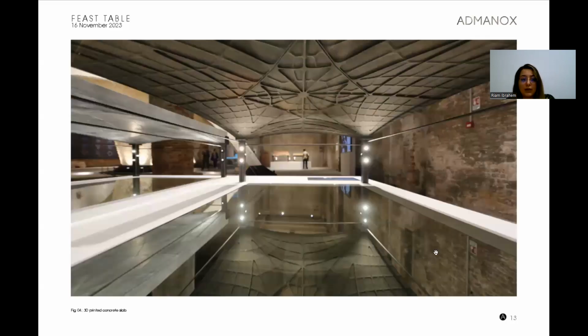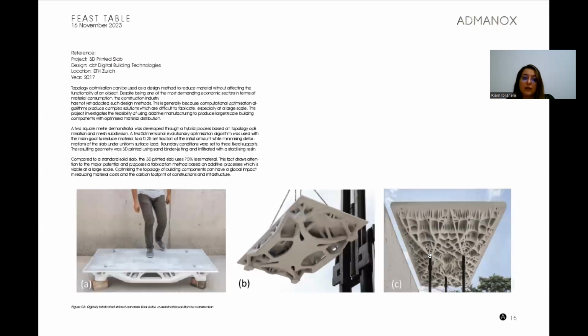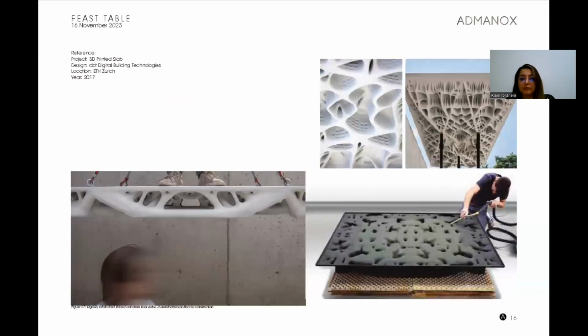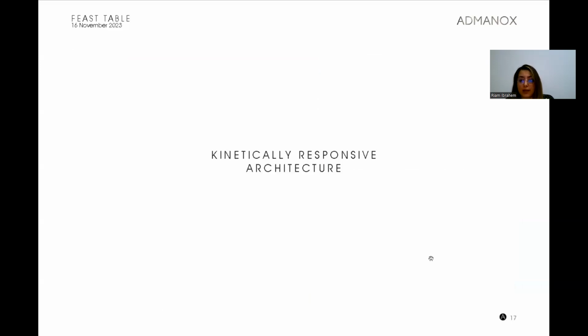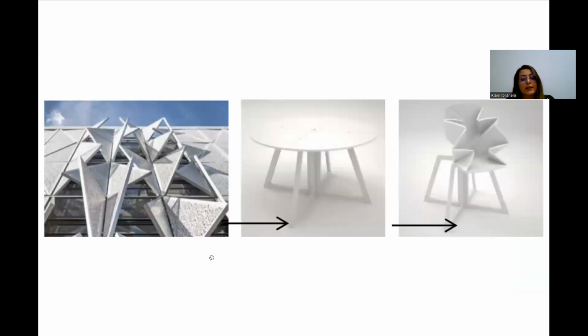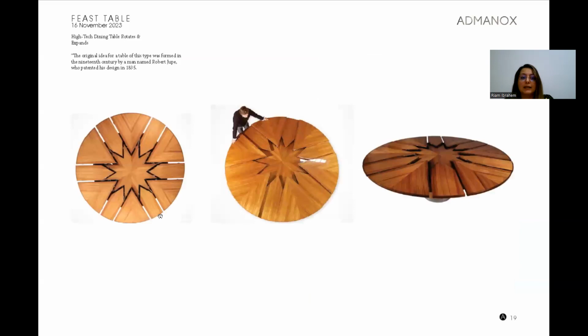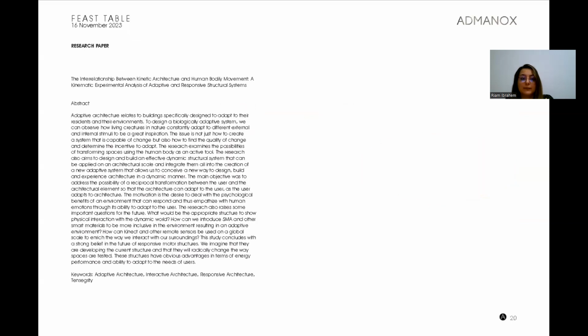So these are the references that I looked at for 3D printed slabs, concrete slabs, but this is where the floating table idea came from. So I looked at kinetically responsive architecture. The idea of having a part of an object opens up like this one, like this facade. It opens up according to the sunlight. And these tables where they get enlarged as well. This is one of the very similar examples to my project.